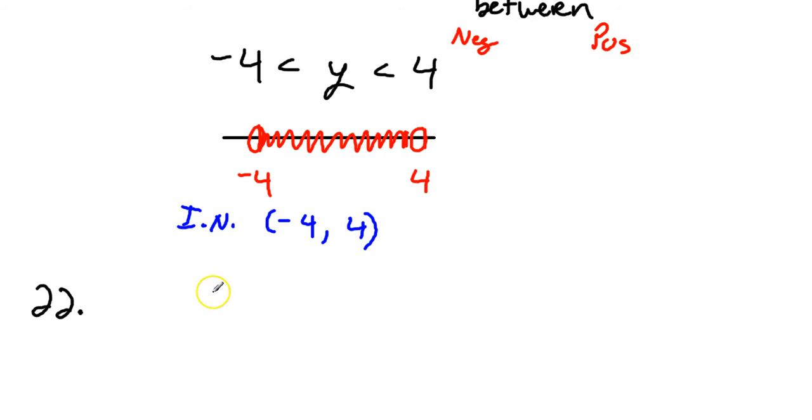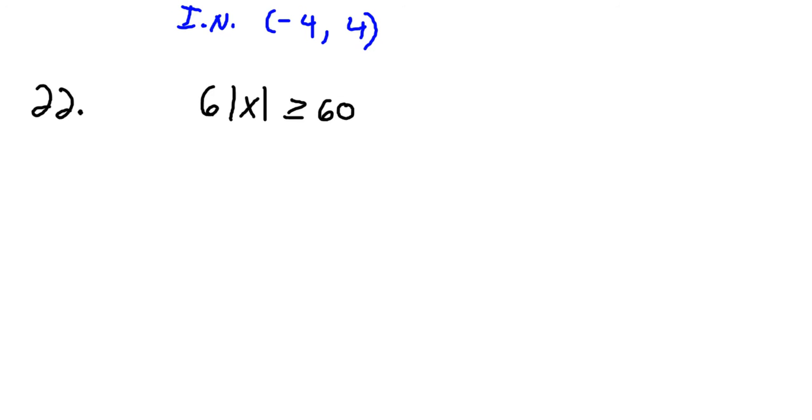Okay, 22, same thing. Still solving the inequality, just different numbers. This time we've got 6x is greater than 60. So just like you did with the equations, before you do anything, you've got to get the absolute value by itself. And when we do that, now we've got an absolute value of x is greater than or equal to 10.